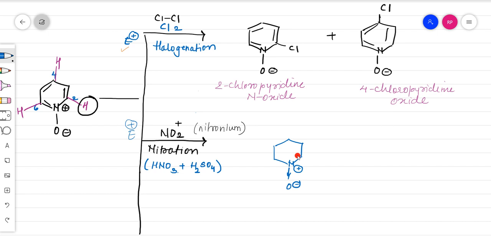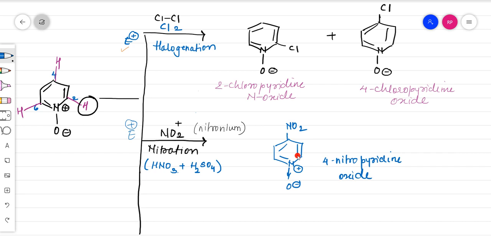Okay, fine. So now which one will be the major product? 4-nitropyridine N-oxide, yes. Write down 4-nitropyridine N-oxide. Mostly this is a highly major product, around 90-95% yield, and hardly do you get any second, 2-position product. Okay, fine.